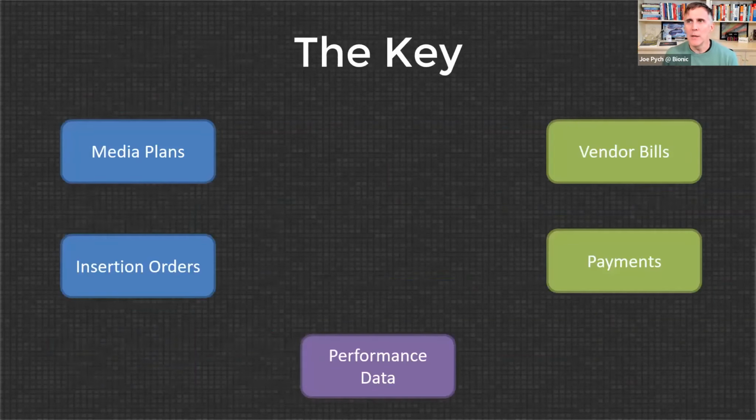So, if you think about this, what's the key to all of this? What's the situation in a lot of agencies is that there's data scattered around. So you've got media plans in one place. They might even be in Excel spreadsheets. IOs might be in a different system. Performance data is in a third system. And then the bills and payments are in a fourth system, usually whatever you're using for finance.